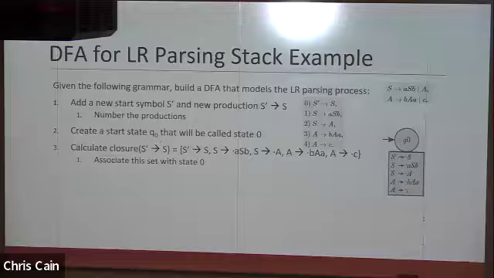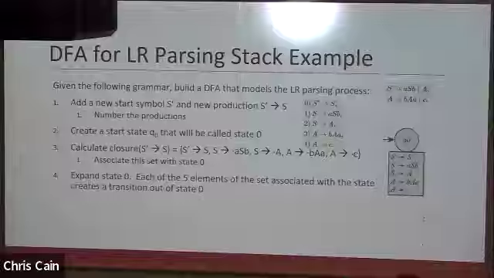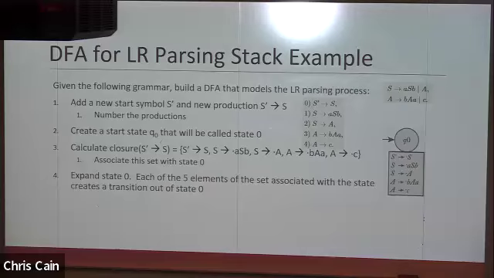I see. Fine, it makes sense now. It does. Next, we're going to expand state 0. Each of these 5 elements are associated with a state that creates a transition out of state 0. So for S prime arrow S, we move the marker over the S to create the new item, S prime arrow S dot.